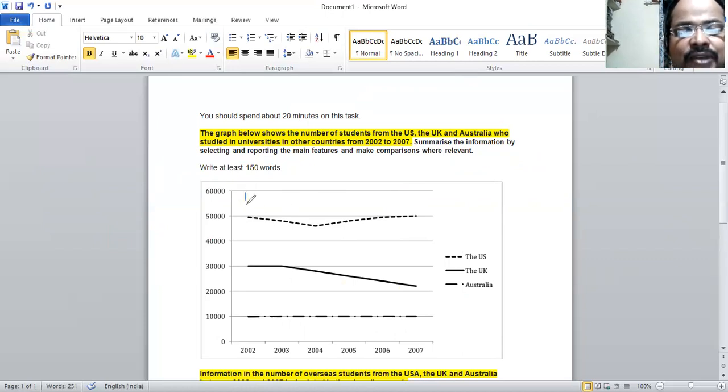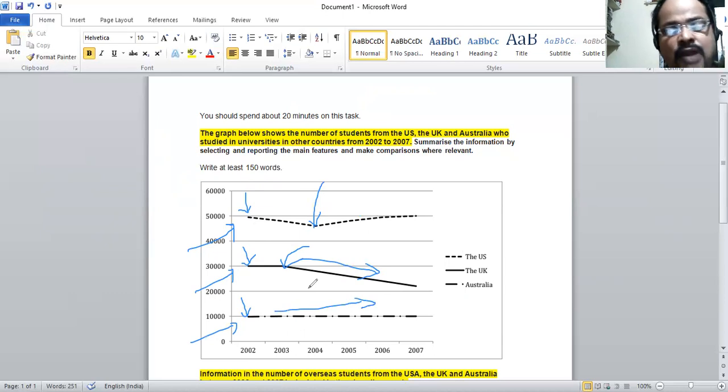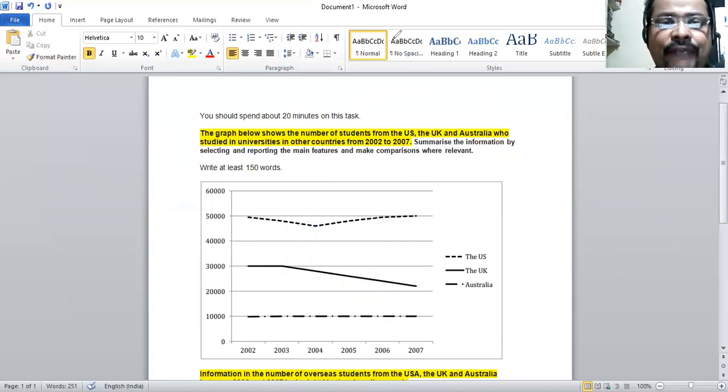We have to mention the data which are very crucial here. So we have to mention this 10,000, this 30,000, this 50,000, and this particular point. We have to show the trend which is going down, the trend which is moving without any change, and the trend which is moving upwards again. All this important data should be coordinated and organized in the paragraphs which you are going to write for this graph. So let's see how we can frame this graph.